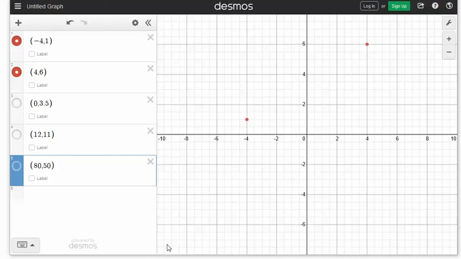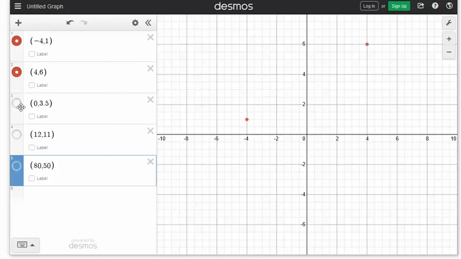So let's take a look at the situation here. We're given these 2 points, (-4, 1), which is right here, and (4, 6), which is right here. And then we're asked if these 3 points would lie on this line. So we could look at it graphically and see what it looks like.